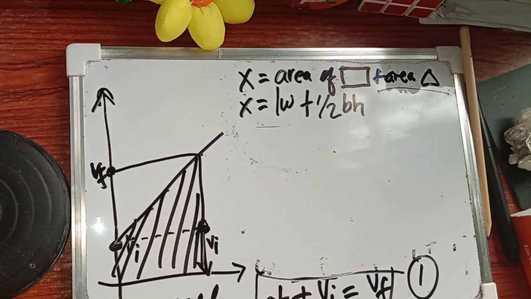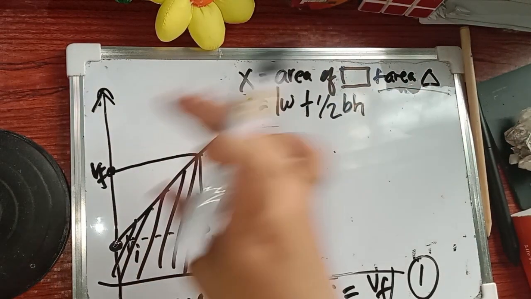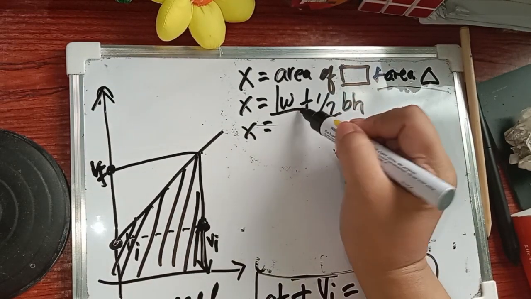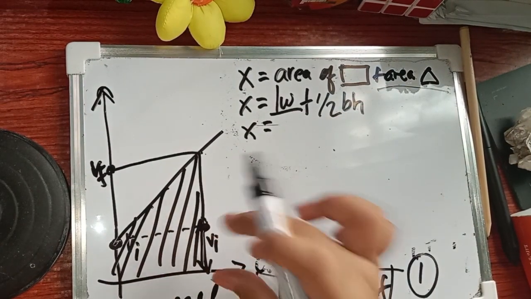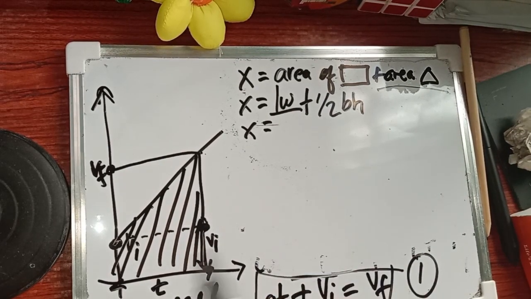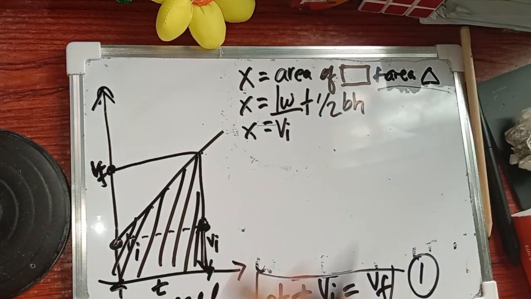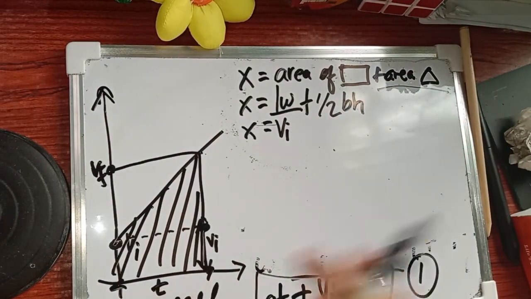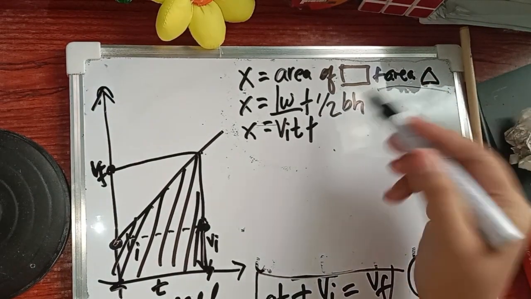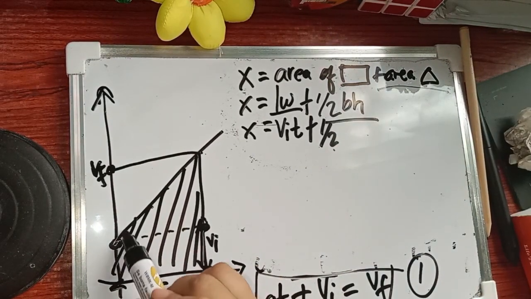Now, we need to alter the variables given here based on the variables of the graph. So, for the rectangle, what's the length of the rectangle? We have here the initial velocity for the length, v sub i. And then for the width, this is the time, correct? Now, let us do the 1/2. What's the base of the triangle? This one.